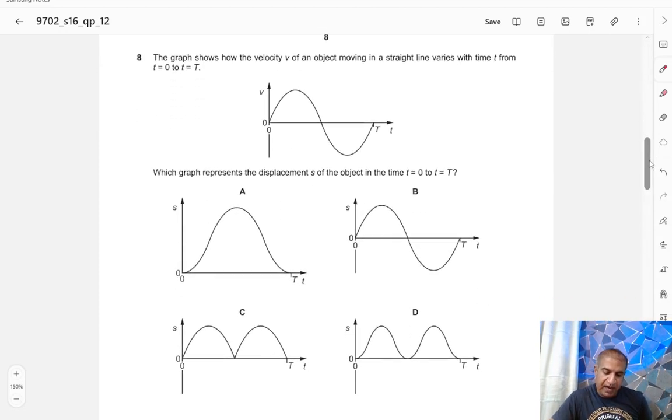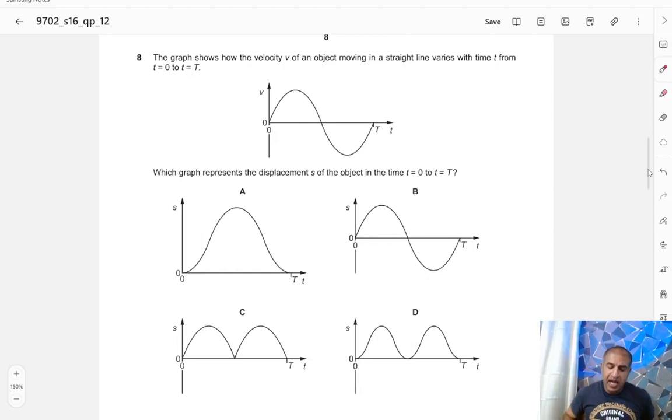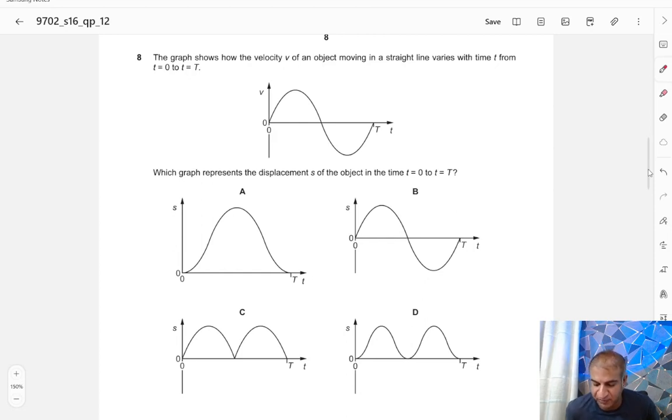It says, the graph shows how the velocity of an object moving in a straight line varies with time t equal to 0 to time t equal to T. Okay, so we have a velocity time graph. And which graph represents the displacement s of the object? We are supposed to be working with the displacement s of the object from t equal to 0 to t equal to T. This seems to be a question that we need to work out.